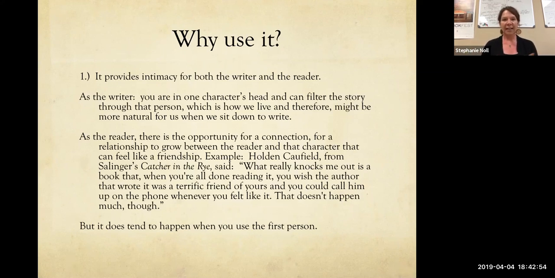And this is also how we live, right? If I were to narrate my day to you, which would not be that exciting, it's like I woke up, I had my coffee, I made breakfast for my kids. It's how we tell stories so often, through the first person point of view. And so I think it can feel very natural for us to sit down and write in that point of view. Okay, and as the reader, there's this real opportunity for connection and for that relationship between the reader and character to grow and feel like a friendship.